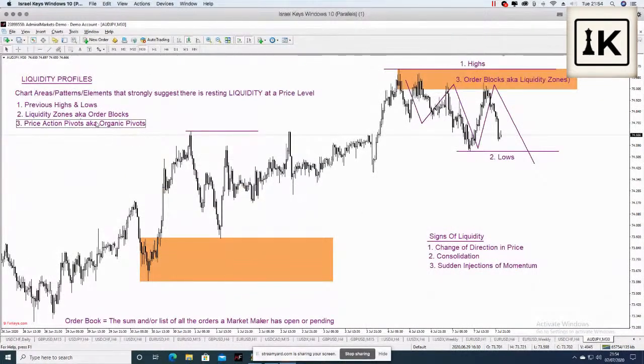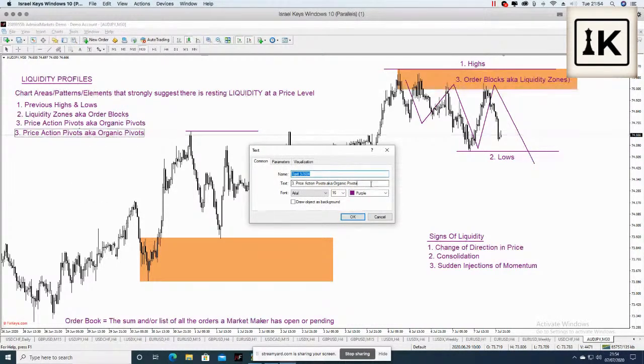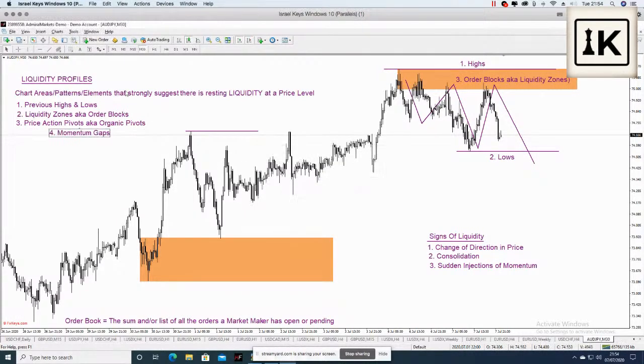Number 4. What I call, again, doesn't matter what you call them as much as you understand what they are. I'm just using my terminology here. I call them momentum gaps. Gaps that are formed by momentum in price.